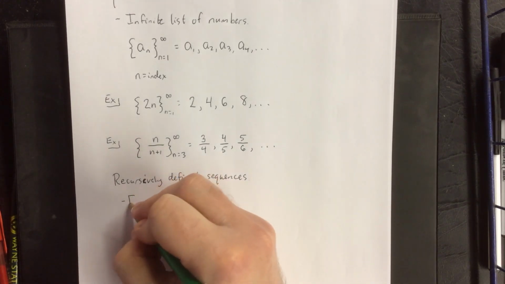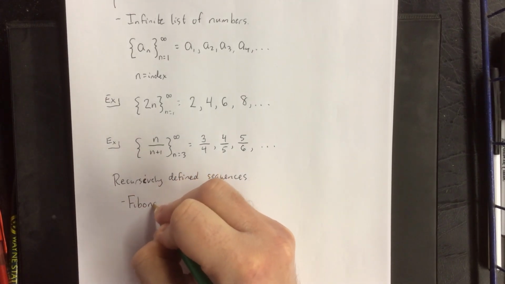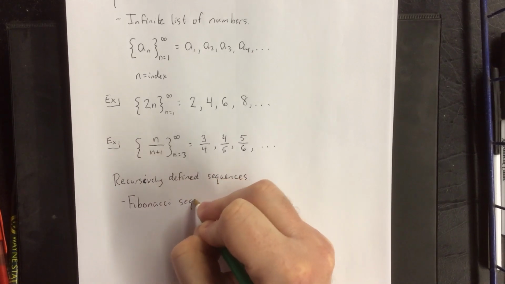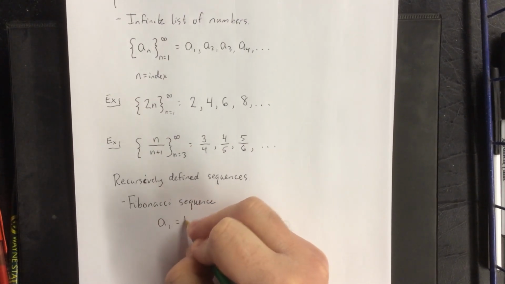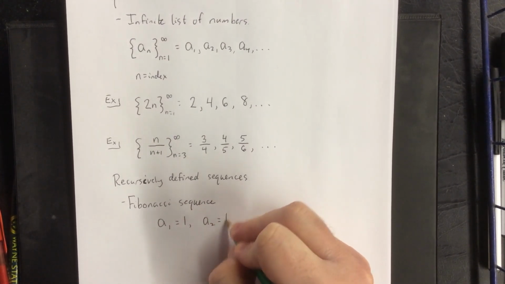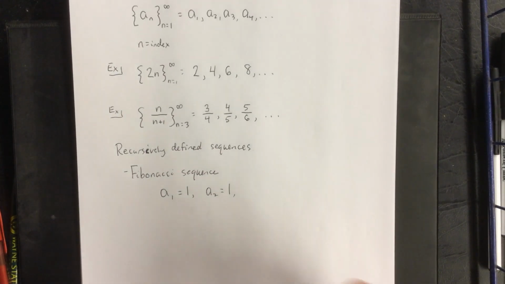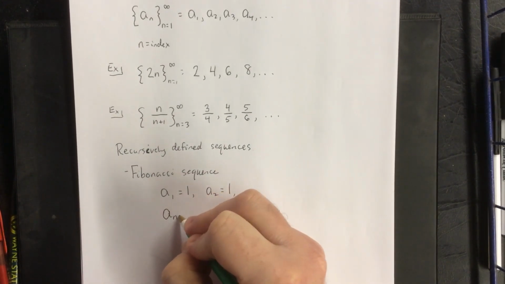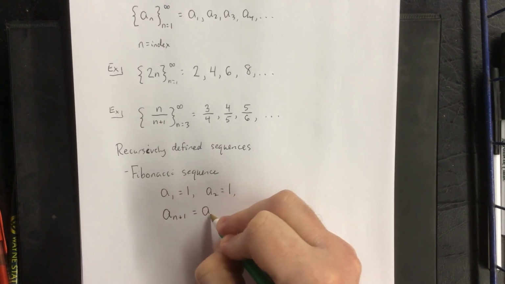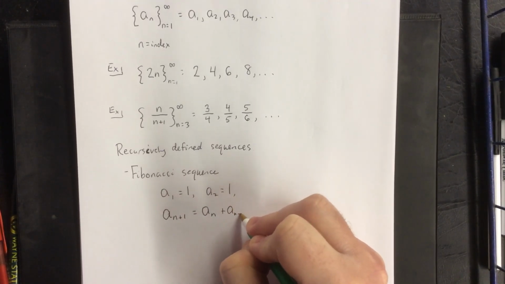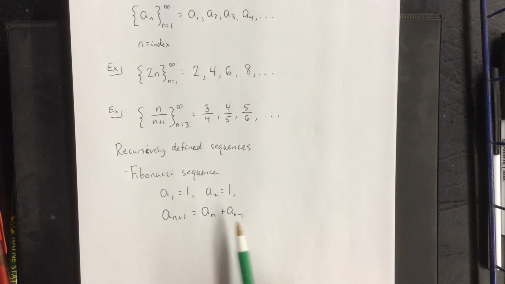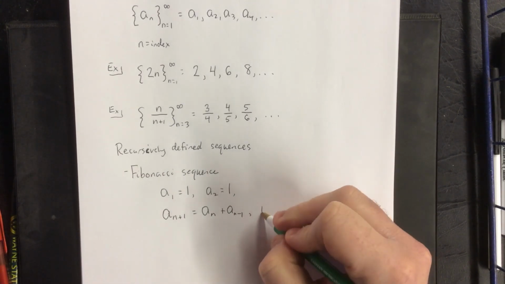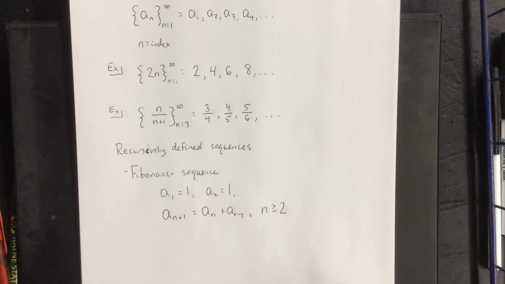There is a famous example that is known as the Fibonacci sequence. For the Fibonacci sequence, it is defined thusly. The first term is going to be 1. The second term is going to be 1. Any term beyond those is going to be the sum of the two previous terms. The way that we can say so is for example, the third term will be the second term plus the first term. The fourth term will be the third term plus the second term. So this will be for all n greater than or equal to 2.